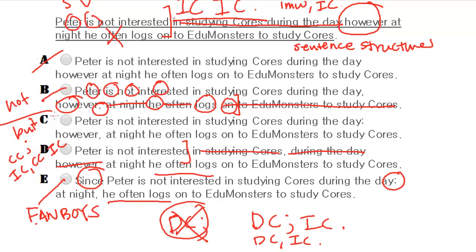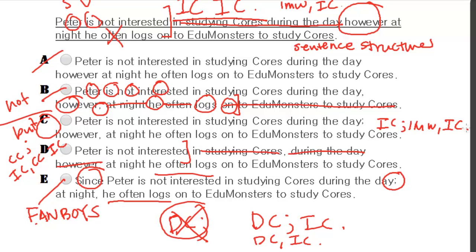You're really only left with C. And what is the sentence structure of C? Peter is not interested in studying the course during the day. Okay, that's an independent clause. Semicolon, however, which is an adverbial conjunction or independent marker word. At night he often logs on, so this is another independent clause. So the answer must be C. This one is a toughie, but if you go over the basics of sentence structure, you could really work out all the errors in this one.